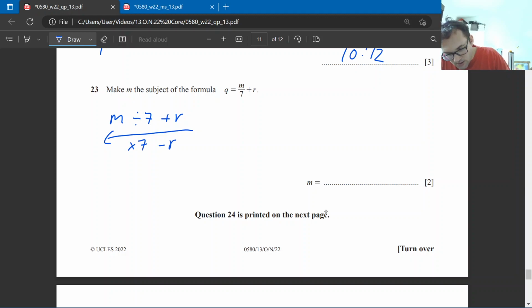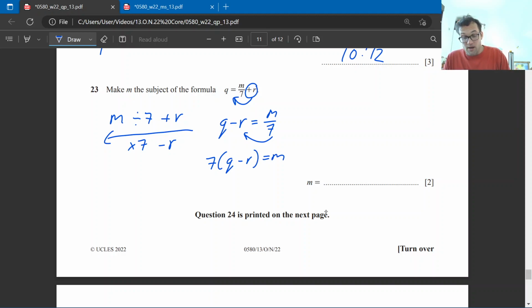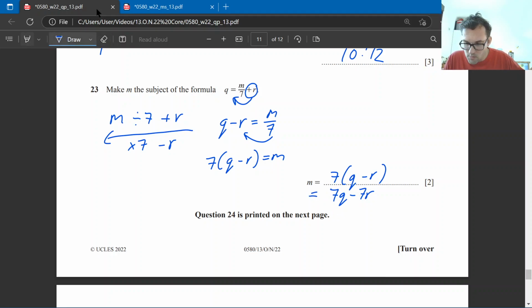Okay, so it's going to look like this. First, you need to subtract the 3 from the cube. And then you need to multiply everything by 7. Everything, I mean everything. Okay, so that's the answer. 7 times q minus r. You can expand the brackets. So 7q minus 7r. I believe both those answers will be correct. Just make sure your equal looks like an equal and not like a don't know what.